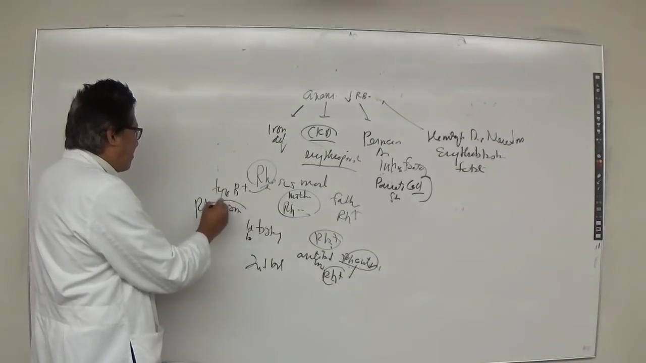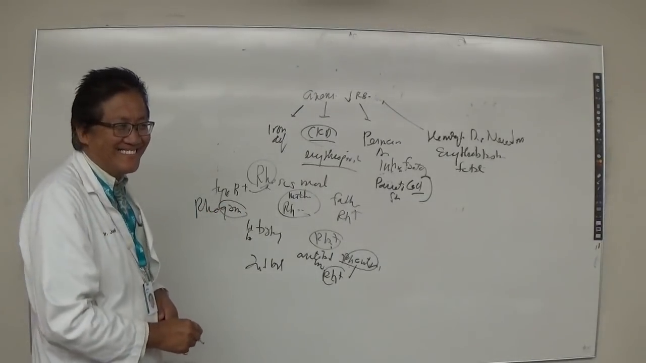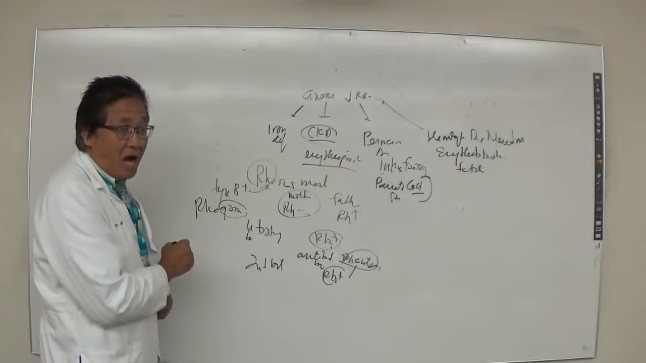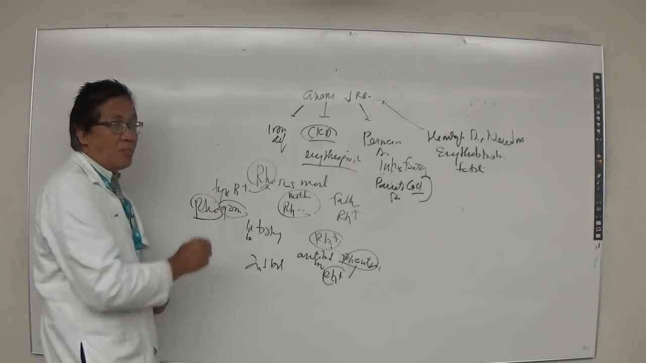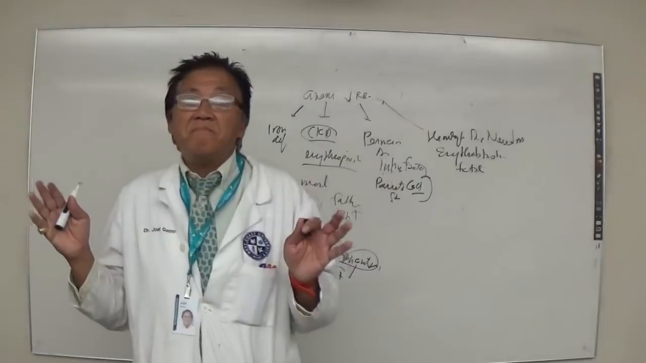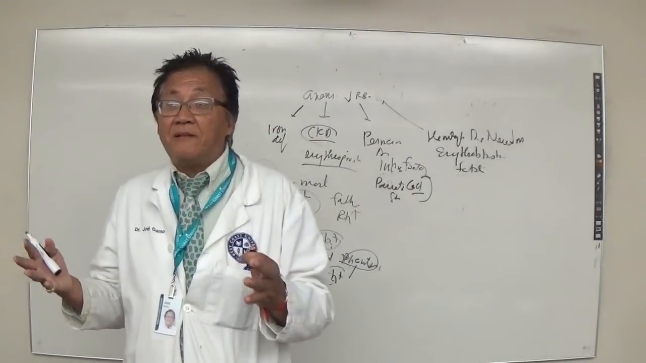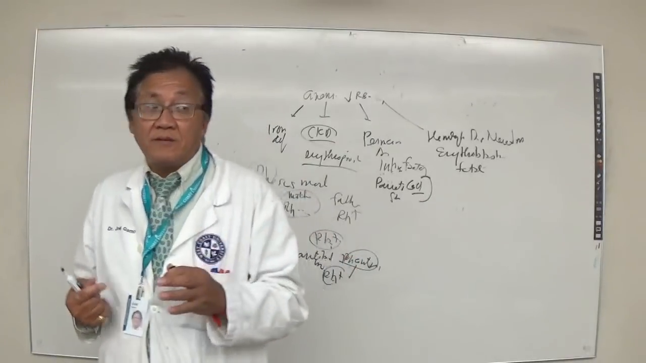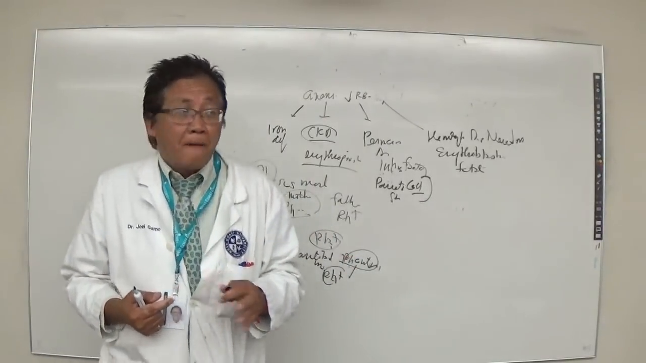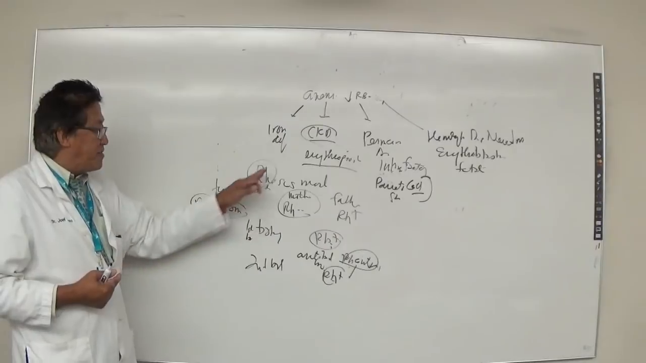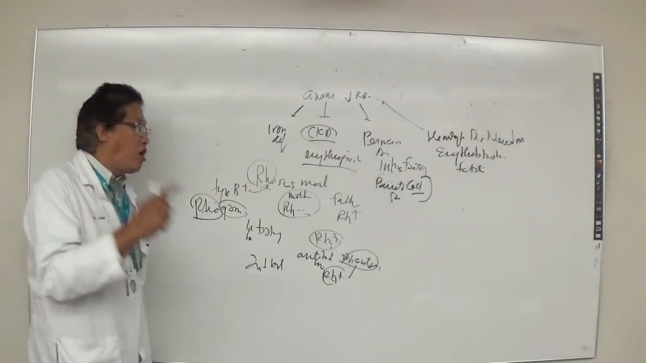ROGAM. GAM means gamma. Gamma globulin. Rh globulin means what? It's an antibody made by man. It's a form of what? Passive immunization. What do you mean by that? You give this antibody to protect what? The second baby. How? By giving this antibody to the mother, she will no longer what?